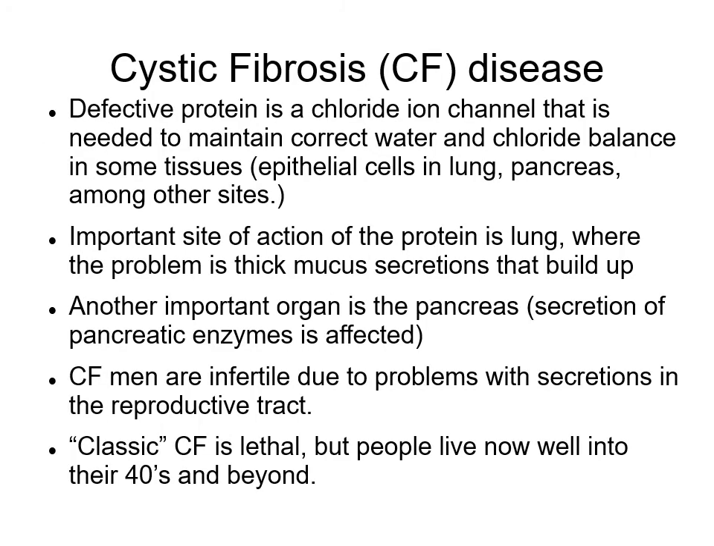Okay, the defect is in a protein. The protein is a chloride ion channel, and it's needed to maintain water balance and chloride balance in some tissues. Important ones are in the lung specifically, as well as the pancreas and other sites. The lethal result of this disease is that thick mucus secretions build up in the lung, making breathing very difficult and leading the person prone to a lot of bacterial type infections that are difficult to clear from the body.